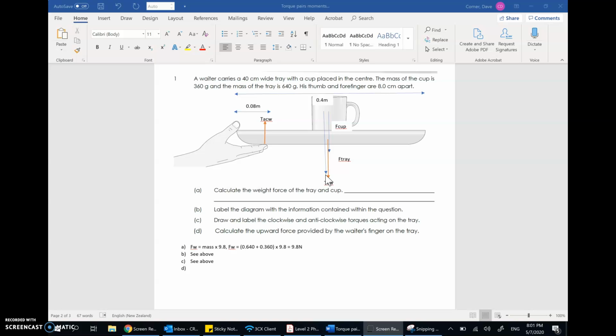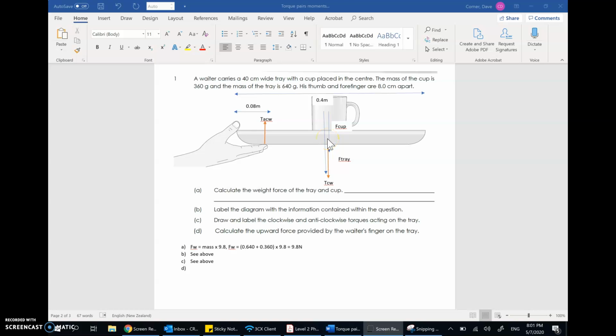Part C, you're asked to draw the clockwise and anti-clockwise torques acting on the tray. So, acting on the tray. The clockwise torque is created by the finger and works upward in this direction. It's just drawn with a straight arrow, not a curved one, as I had done in the previous examples.